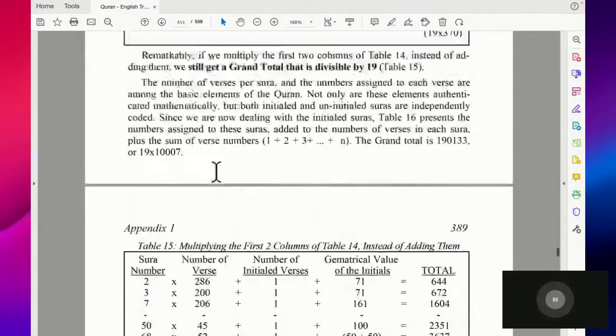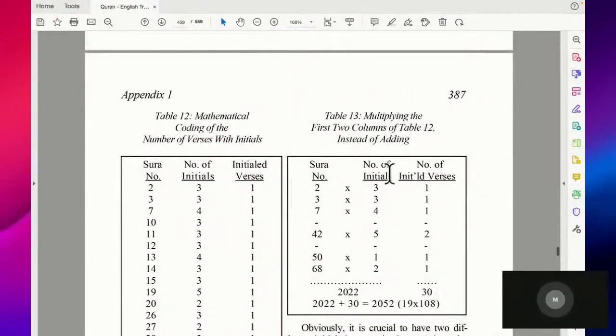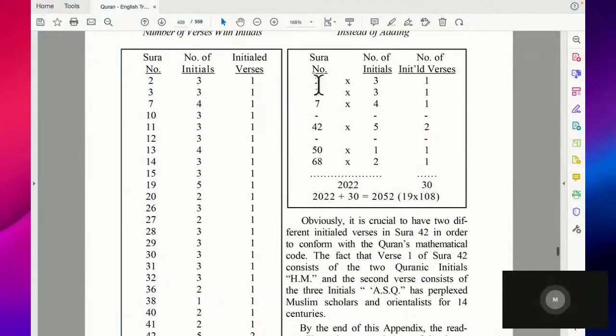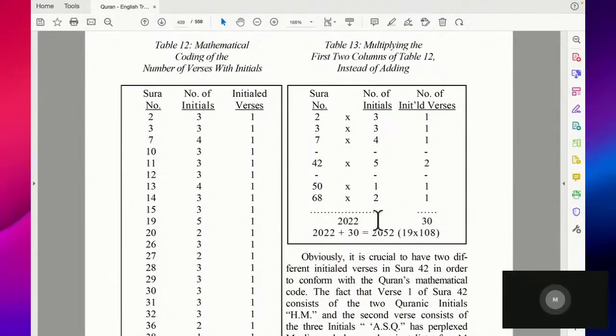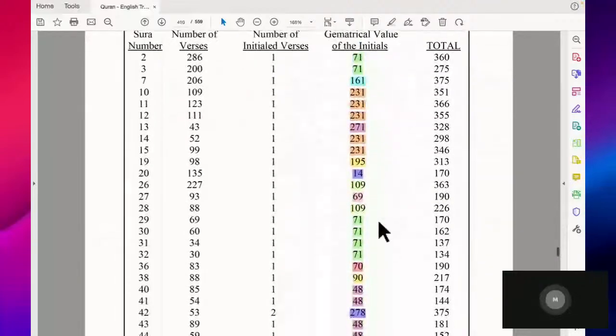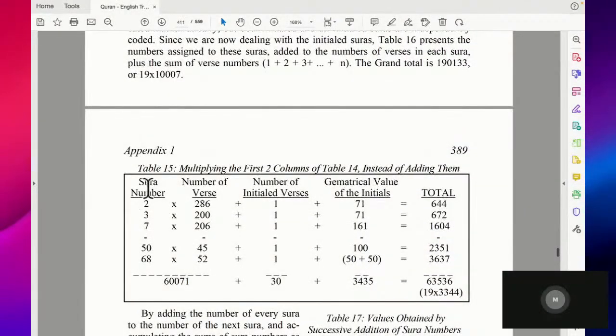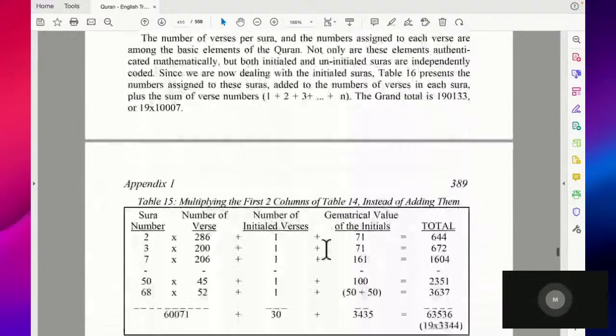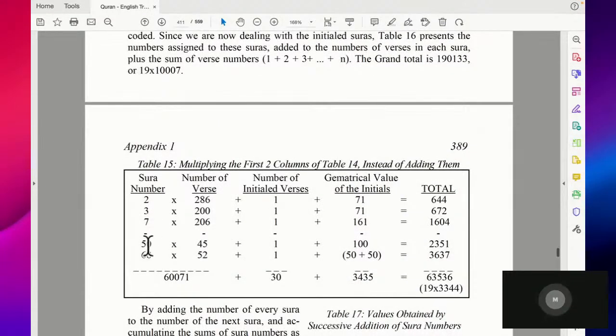So what did we do here? Remember in tables 12 and 13, in one situation we added them up, right? In another situation, we multiplied the values of the first column with the values of the second column, right? Now here we are doing the same thing. We are multiplying the surah number with the number of verses. It's a crazy way of doing things, but we are doing it, and no matter what we do, we still end up with a multiple of 19. And if you pay attention, this is a concatenated version of the top table. This is the open version, and this one is the shortened version. We have 237, then 50 and 68.